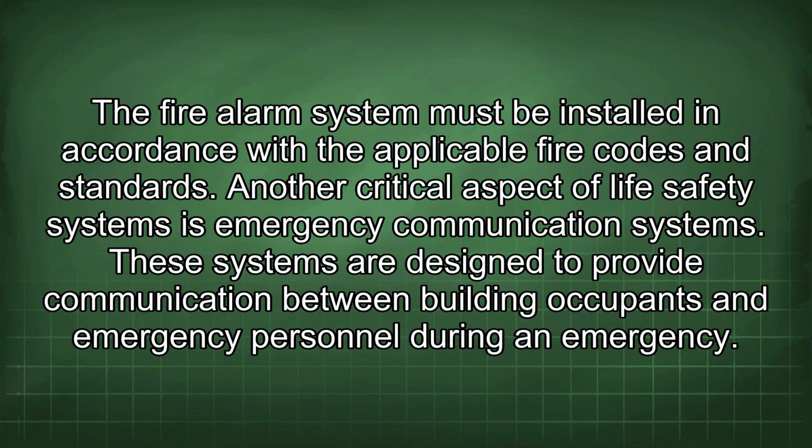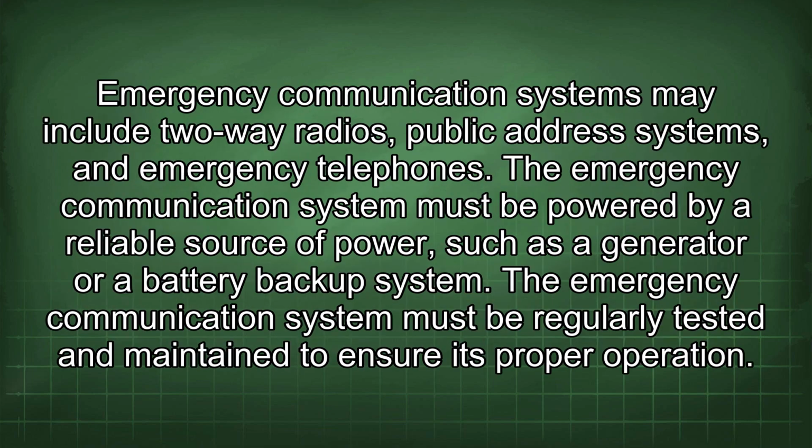Another critical aspect of life safety systems is emergency communication systems. These systems are designed to provide communication between building occupants and emergency personnel during an emergency. Emergency communication systems may include two-way radios, public address systems, and emergency telephones.